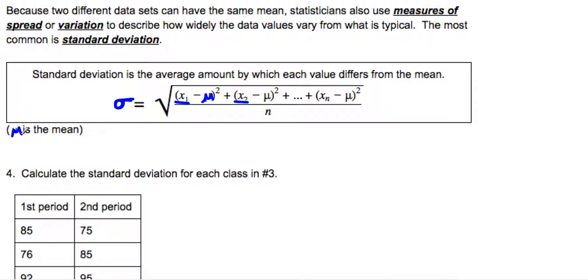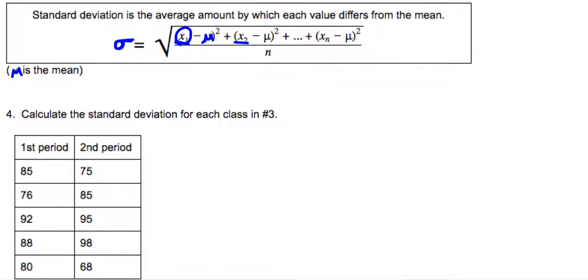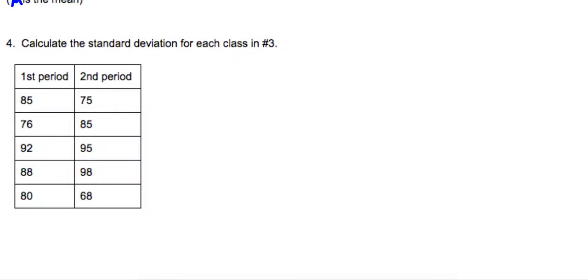Okay, so you take your first test score, you subtract the mean, and whatever you get, you square it. And take your next test score, you subtract the mean, you square it. And you keep doing that for every single data point. You divide the whole thing by the number of data points you have and take the square root of it. So we're going to actually do this. And this is kind of an obnoxious thing to calculate, which is why I only had 5 kids in my class. So you can thank me for that later.